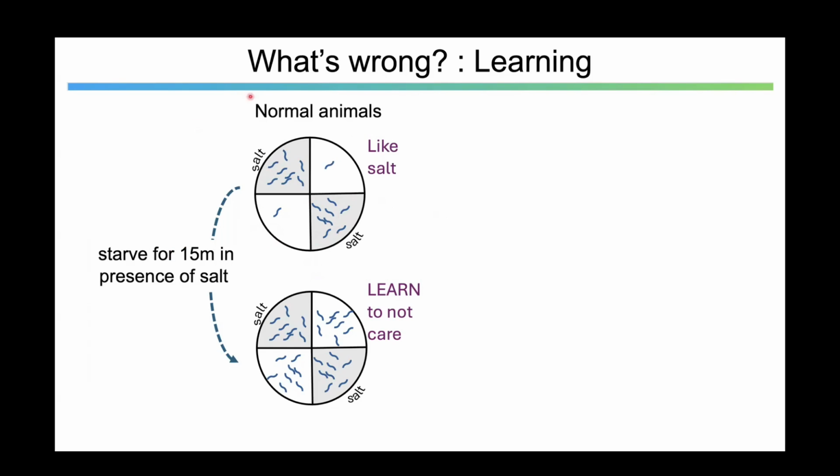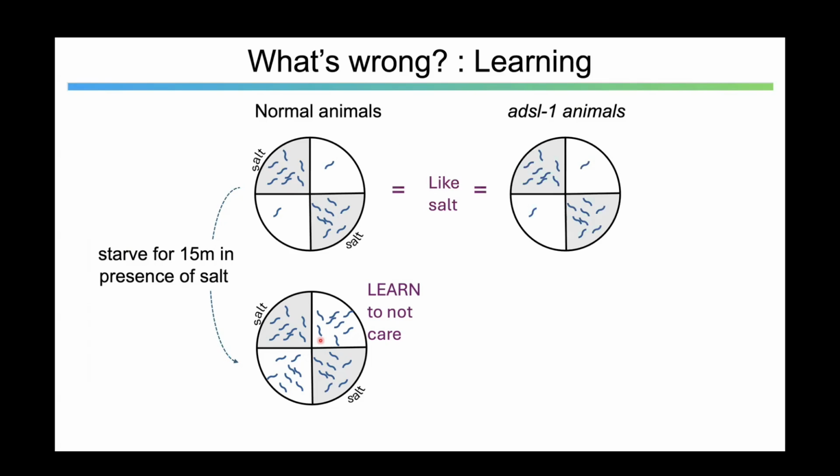However, if we take normal animals and we put them in salt, but we also pair a negative cue with that, we starve them. So we starve them for 15 minutes in salt. And then we repeat this assay where we put them on the plate with the four quadrants. They learn not to care. They don't prefer salt anymore because they've been starved in the presence of salt. And so they learned, well, salt wasn't that great after all. So they just kind of ignore it.